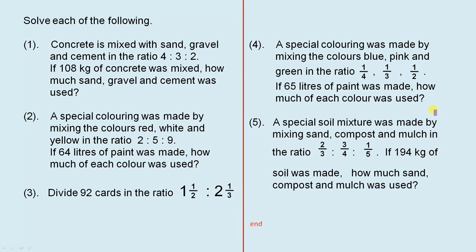Then it's very straightforward. A special soil mixture was made by mixing sand, compost and mulch in the ratio 2/3, 3/4 and 1/5. If 194 kilograms of soil was made, how much sand, compost and mulch was used? So this is very similar again. You have to simplify the ratios so that each of them is a whole number, and then you just go through the normal process.